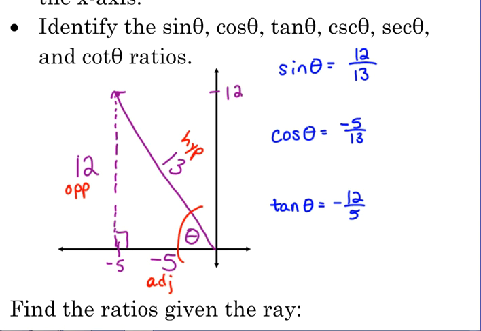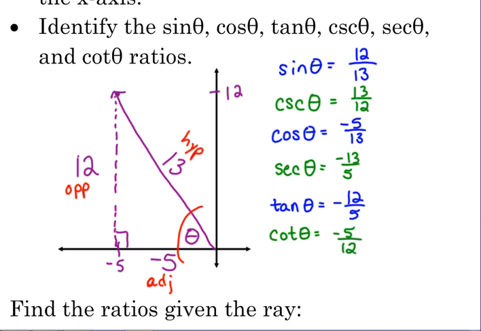So the reciprocal functions here. Cosecant, we just flip over the sine, so cosecant is equal to 13 over 12. Cosine's reciprocal is secant, so we flip that one over. Again, we don't want that negative in the bottom, so we'll write that as negative 13 over 5. And with tangent, cotangent is the reciprocal of tangent, so we flip it over, so it's negative 5 over 12.